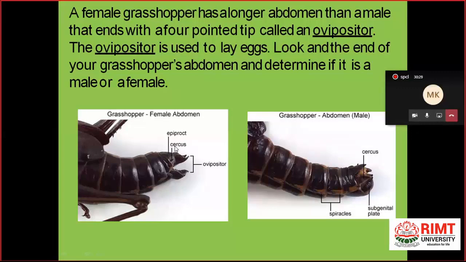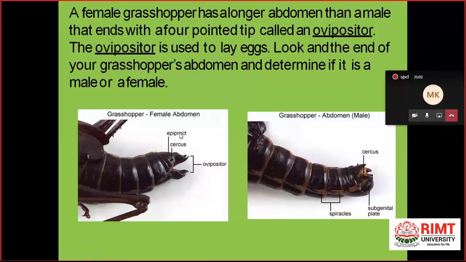Epiproct, cerci, ovipositor. We will see the abdomen of the male and female in detail whenever we come to the chapter on abdominal segments. We have to see head segments separately, thoracic segments separately, and abdominal segments. At that time we will see in detail how the abdomen of the female and male grasshopper looks.